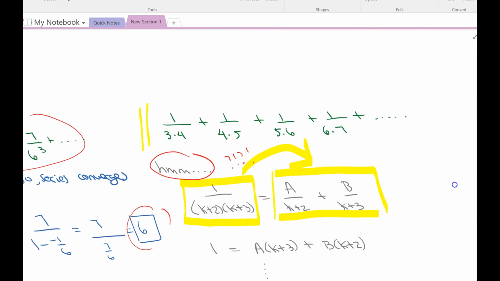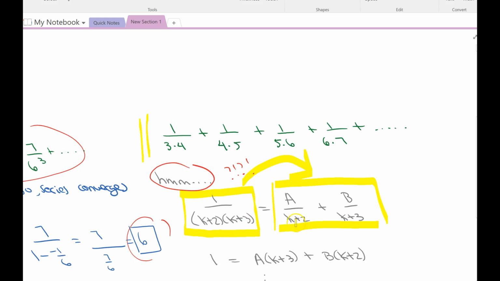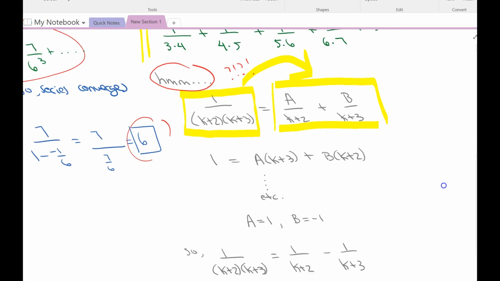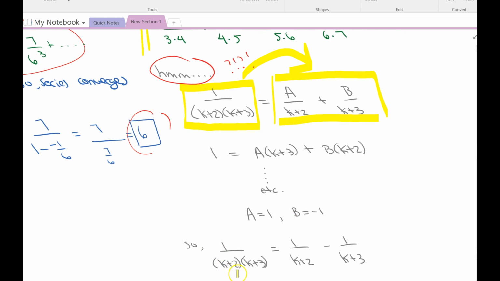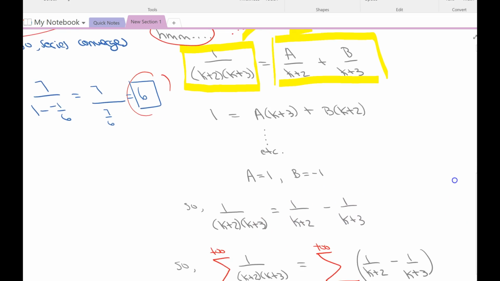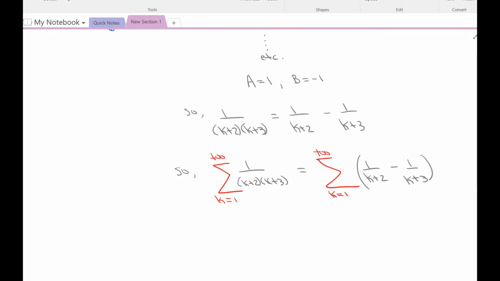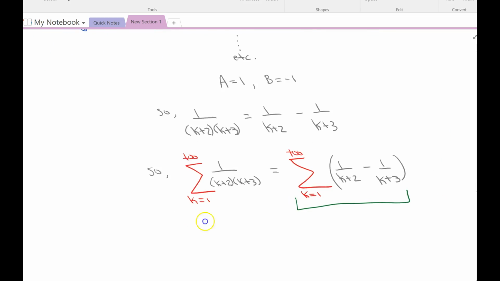So here is me decomposing a rational function. If you do this correctly, the work here, this is old news, you will get a equals 1 and b equals -1, which then really tells me that the original summand could be rewritten like this. And so the original series, this infinite series, could be rewritten like this. Well, let's see if it makes a difference now. Let's write out a few terms and see if it makes a difference.